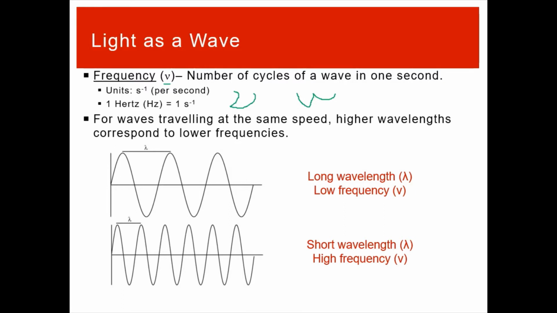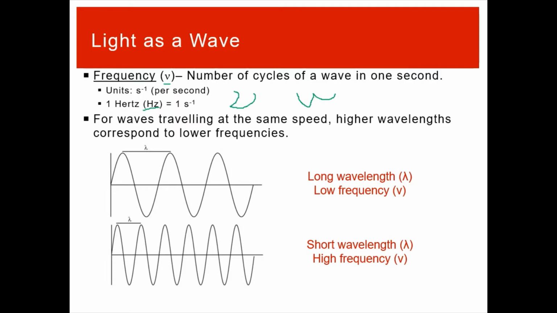And frequency is the number of cycles of a wave in 1 second. So our units are going to be per second. If you think about it, frequency is kind of how often. How many times does the wave go by per second? This per second is technically what it is, but it's named after someone, hertz. 1 hertz is the same thing as 1 per second, right, 1 over s, or s to the negative 1 power. That just means a fraction with s in the denominator.